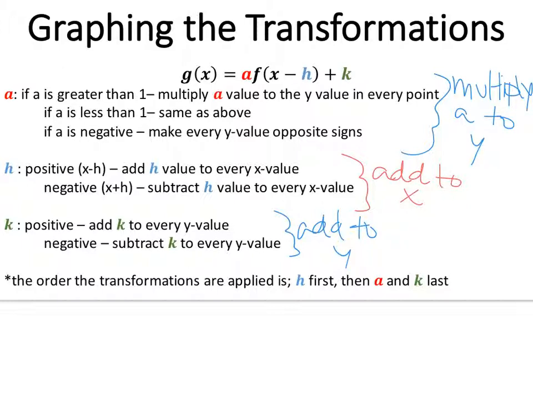There, you do have to pay attention to the order of the transformations. First, you do your h, so you change your x values. From there, you're going to multiply any a value to y, and then lastly, you move up and down.